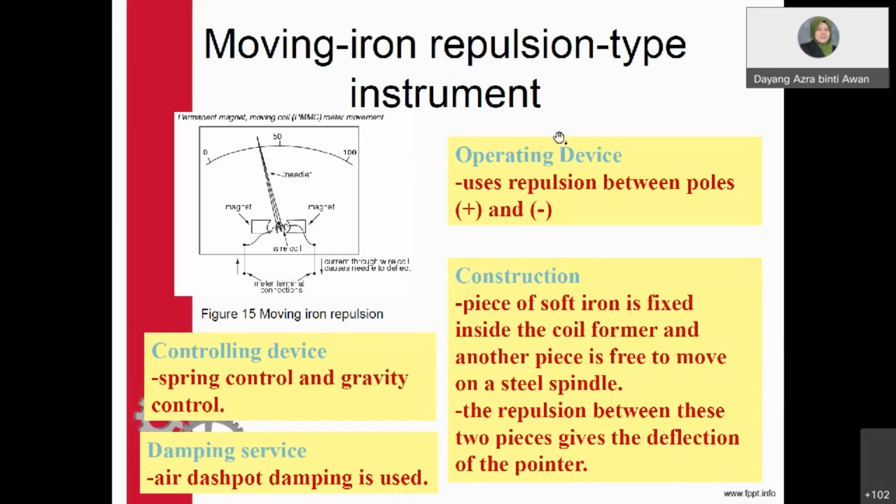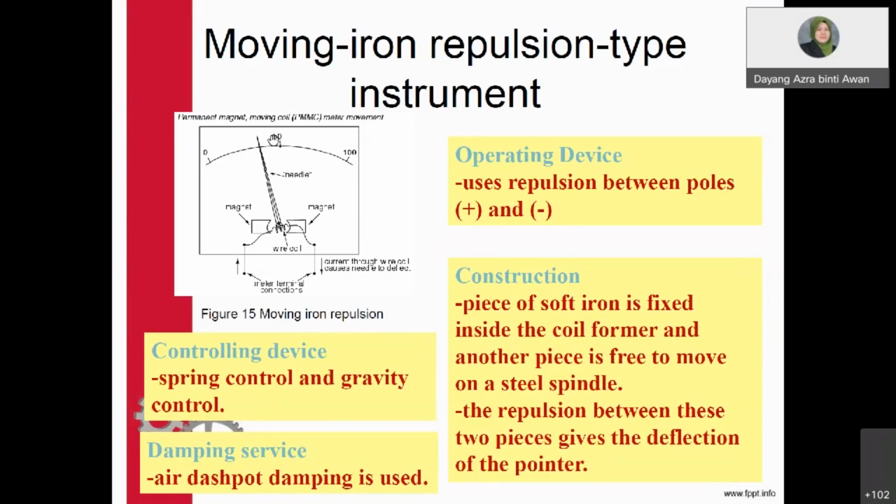Okay, then we have a moving iron repulsion type instrument. This moving iron is also what we call the PMMC movement. Okay, so this is how it looks like. Instead of a single coil and single pointer with a counterweight, they have a wire coil and a needle with no counterweight. We have meter terminal connections that connect directly with the devices. For the controlling device, a spring or gravity will control. For damping, air dashpot damping is used. The operating device is between positive and negative.